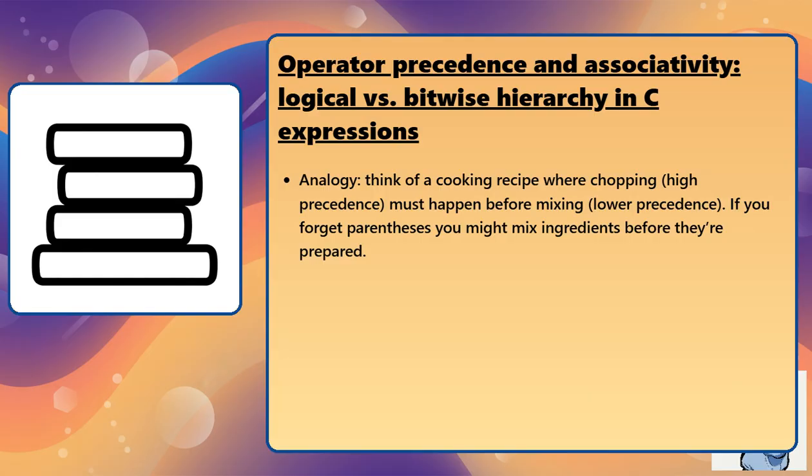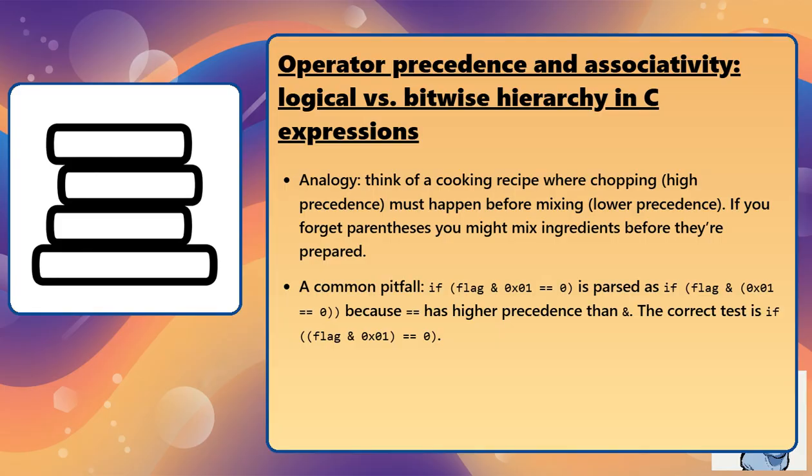Analogy: think of a cooking recipe where chopping, high precedence, must happen before mixing, lower precedence. If you forget parentheses, you might mix ingredients before they are prepared. A common pitfall: if (flag & 0x01 == 0) is parsed as if (flag & (0x01 == 0)), because == has higher precedence than ampersand. The correct test is if ((flag & 0x01) == 0).